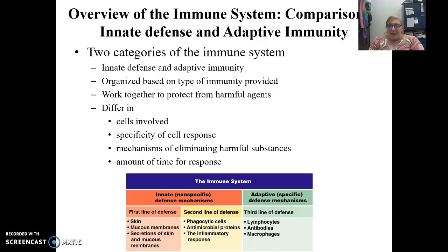Adaptive immunity is our third line of defense, and it will fight off the infection and then remember the infective agent so that if it ever comes into our system again, it will attack before our body even has the ability to recognize that we are being invaded.